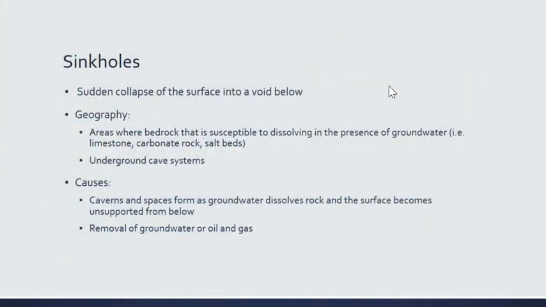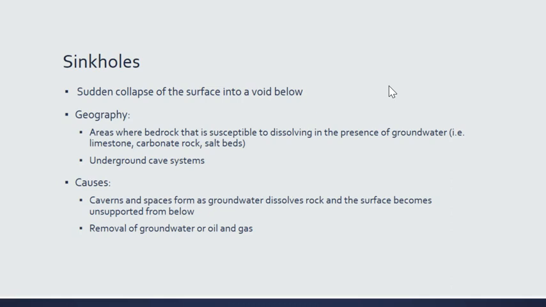All right, and then sinkholes. Sinkholes are a sudden collapse of the surface into a void below, and so you need geography that is susceptible to dissolving and making cave systems and voids underneath the ground. And so you're looking for areas that have bedrock that's limestone, carbonate rock, or salt bed, because that dissolves really easily. So these caverns and spaces form as groundwater dissolves the rock, and then the surface is unsupported from below.